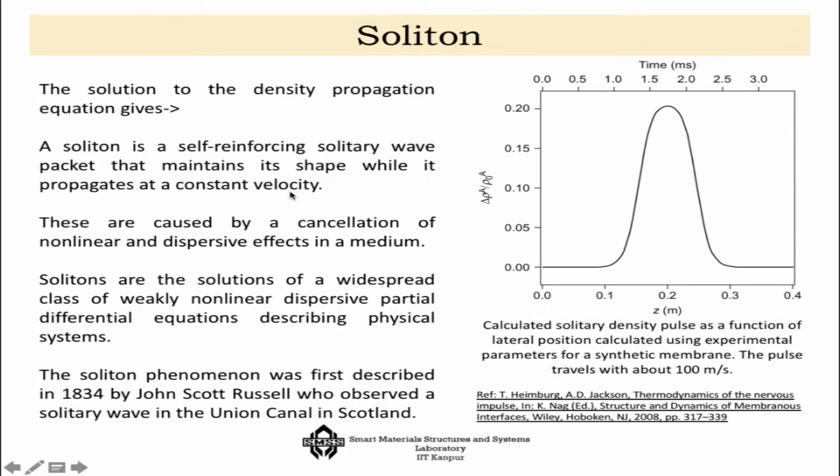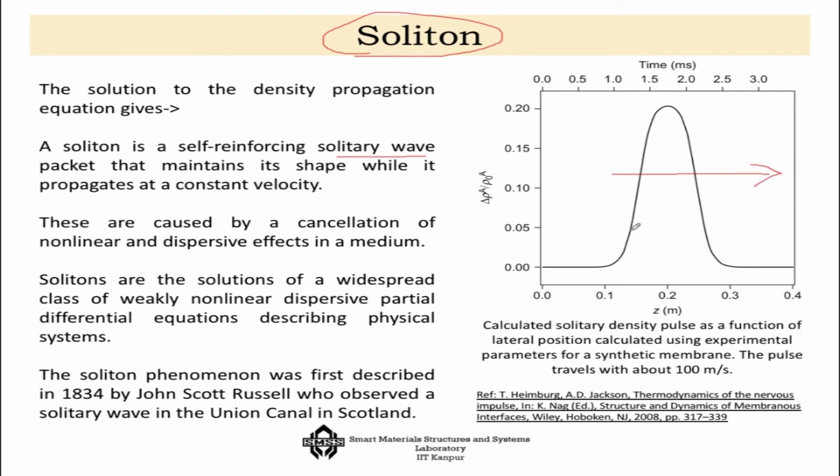Now we will see something very interesting in terms of the behavior of the beta. We will see that this solution actually takes us to a very well-known wave solution, which is in terms of solitons. The solution in that last equation will actually give you what I was just telling you, a soliton. And what is a soliton? It's a self-reinforcing solitary wave packet, which will maintain its shape. Remember, the action potential maintains its shape while it propagates at a constant velocity.